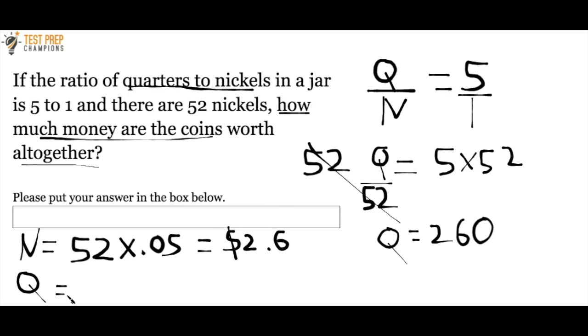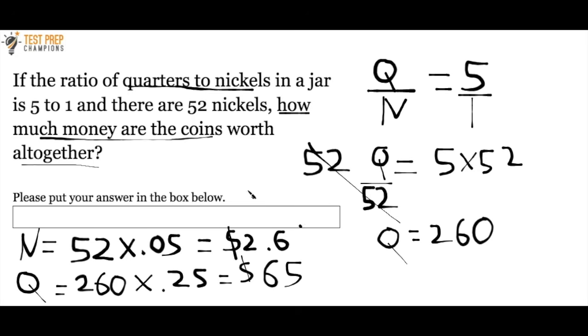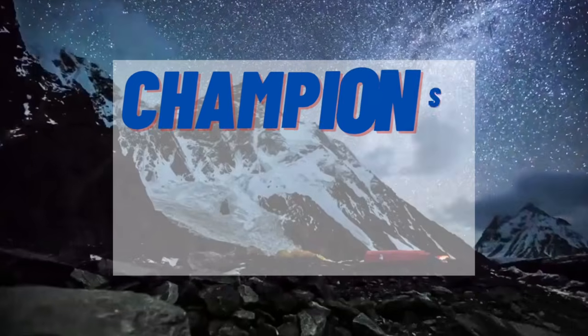So how many quarters do we have? Well, the answer is we have 260 quarters. And how much is 1 quarter worth? Well, 1 quarter is worth 25 cents or 0.25. So if I do 260 times 0.25, I get 65 or $65. So the last step here, since we need to know how much they're worth altogether, is a keyword to add. So we do 2.6 plus 65, and the answer here is going to be 67.6.